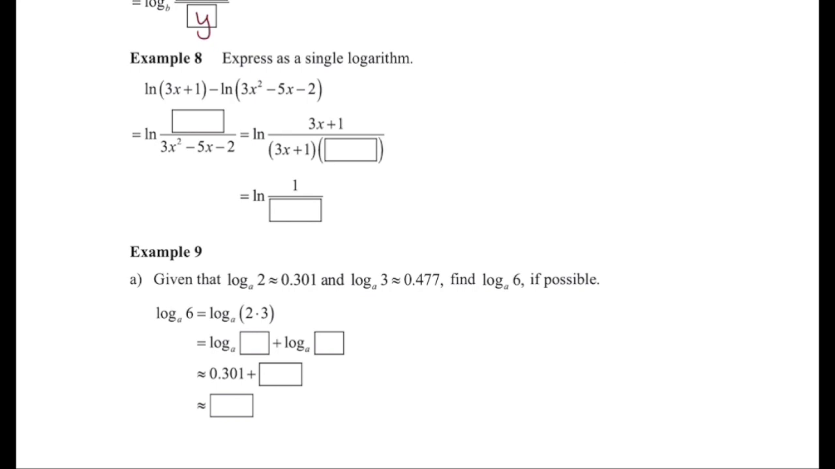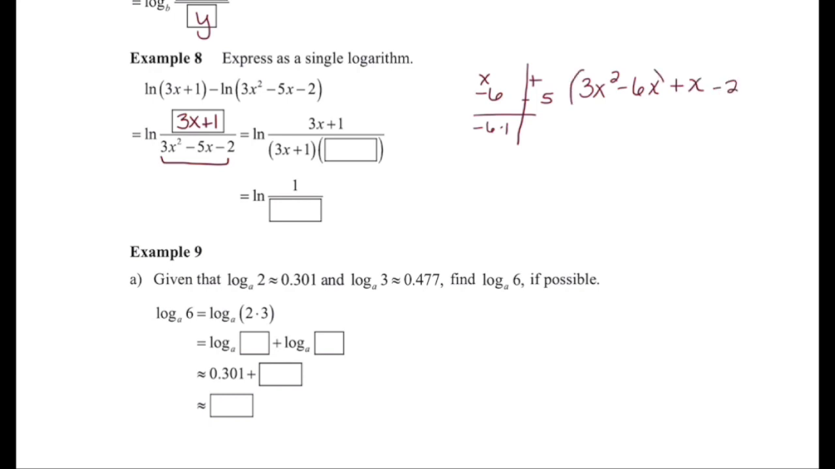Example 8, let's express this as a single logarithm. Since I'm in subtraction, I know that I can write it as the quotient. So I'll have the natural log of 3x plus 1 over 3x squared minus 5x minus 2. Let's go ahead. I'm suspicious that we can factor that denominator. So what multiplies to -6 and adds to -5? -6 times 1 does, providing us with 3x squared minus 6x plus x minus 2.